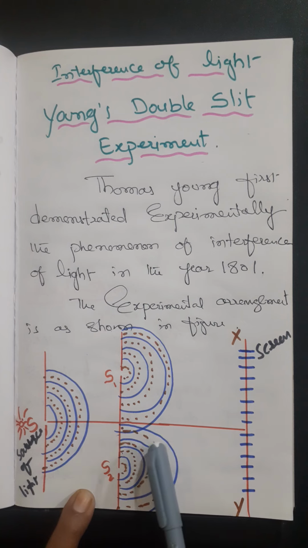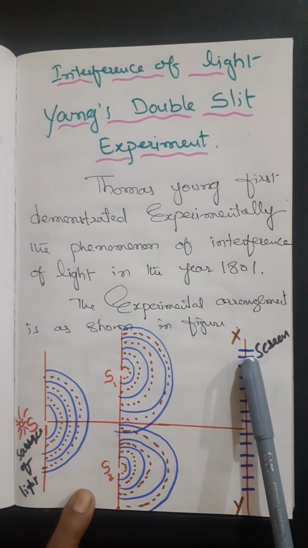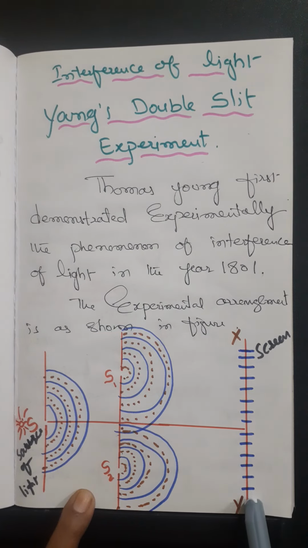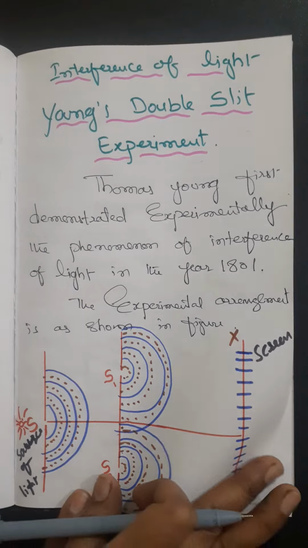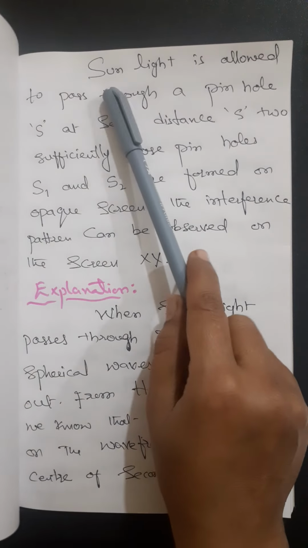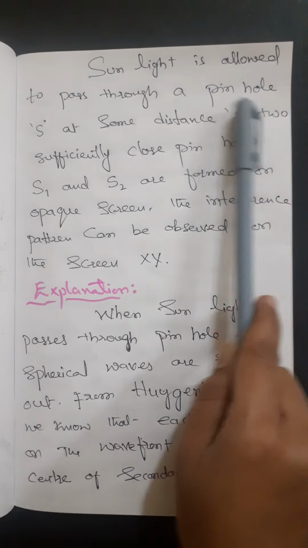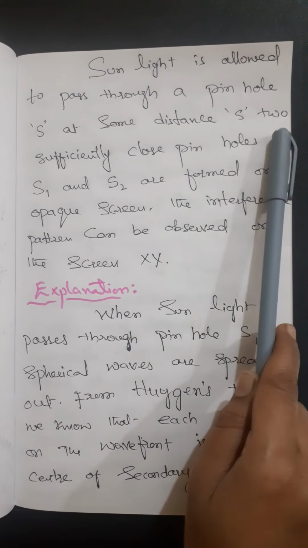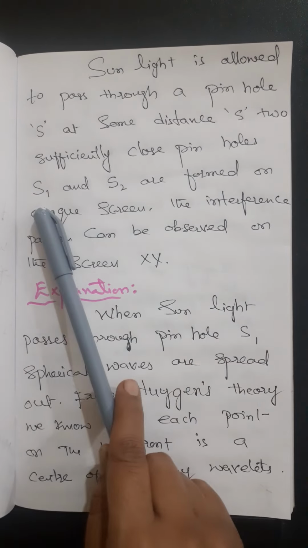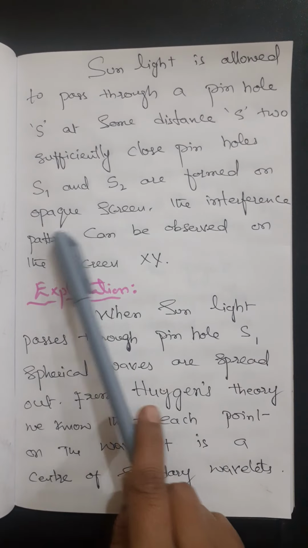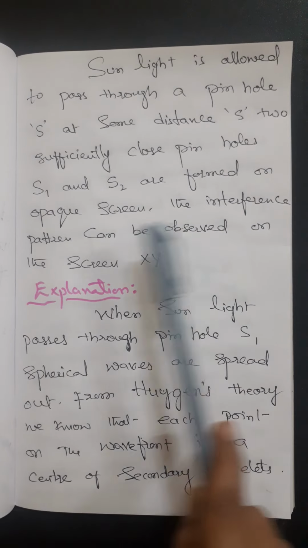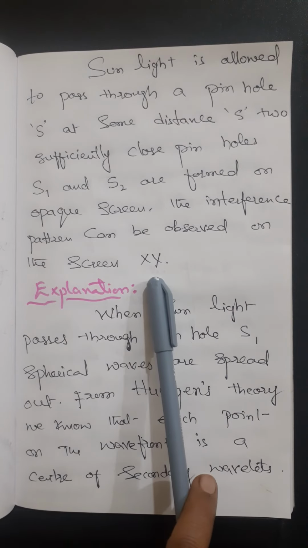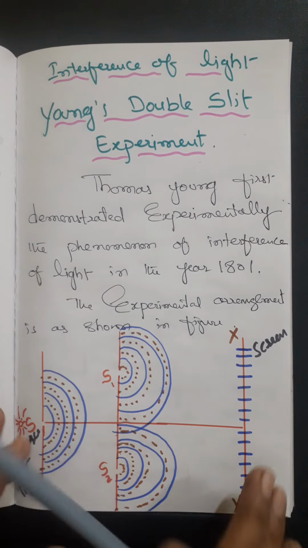So like that, at some places constructive interference takes place, at some places destructive interference takes place, due to which maxima and minima of intensity will be obtained on the screen. So this is the experiment. Just now I told you sunlight is allowed to pass through a pinhole S, and at some distance two sufficiently close pinholes S1 and S2 are formed on an opaque screen. The interference pattern can be obtained on the screen XY. So this is only the experimental arrangement.